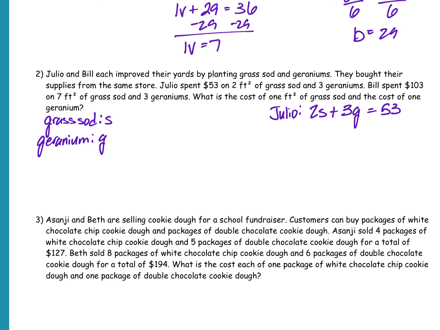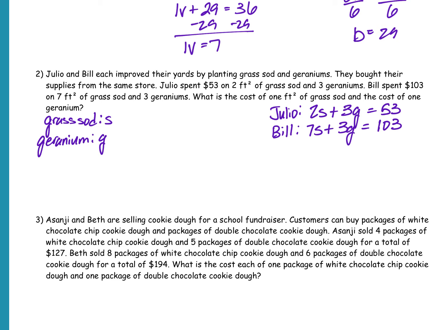And then we have Bill, who spent 103 on 7 feet of grass sod. So 7S plus 3G equals 103. Do you see where we get the equations? It's right there, super easy, right? So substitution or elimination? Elimination. And I'm going to subtract.